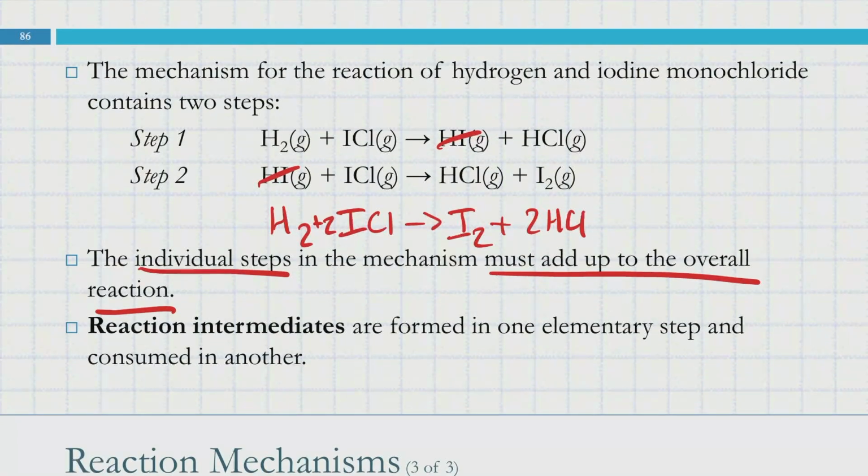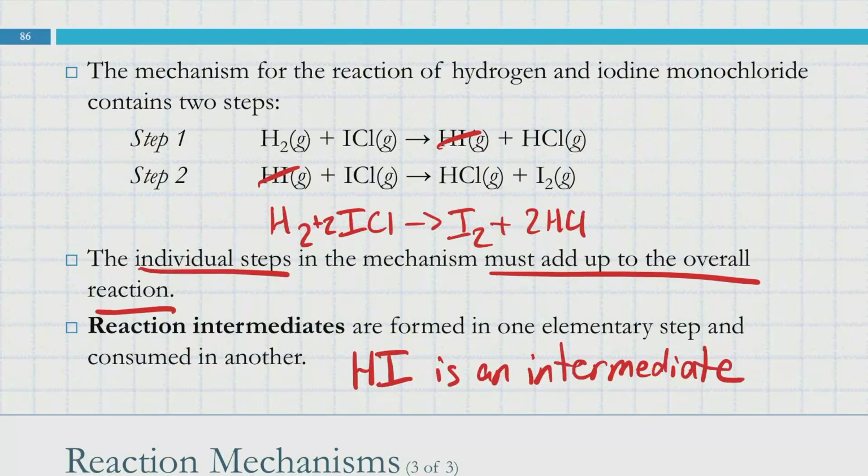And in this process, we also have, oftentimes, reaction intermediates, things that are formed in one step and then consumed later. So HI is an intermediate for this reaction mechanism. It doesn't show up in our overall reaction, but it is crucial to forming the products.